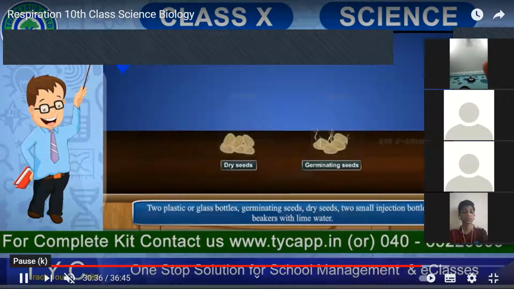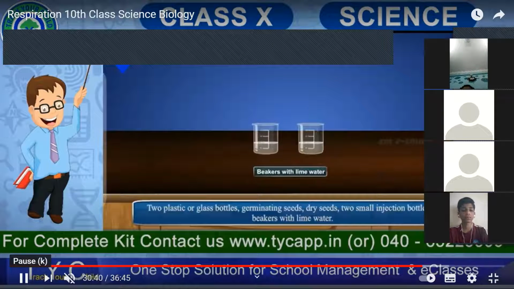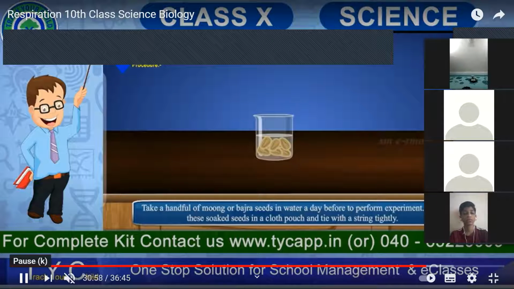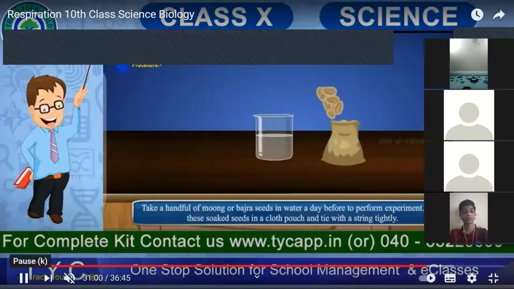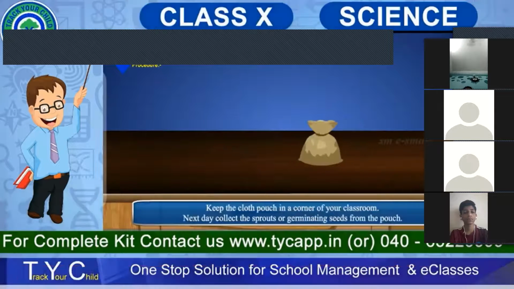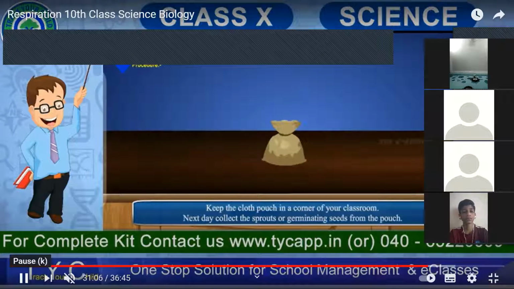So for that, what we are doing is we are taking 2 plastic glass bottles, germinating seeds, dry seeds, 2 small injection bottles or beakers with lime water. And then what are we doing? We are taking a handful of moong dal. You take either moong dal or the bajra because they germinate very quickly. So we are going to keep them in water for a day to perform the experiment. And we keep these soaked seeds in a cloth pouch and tie it.